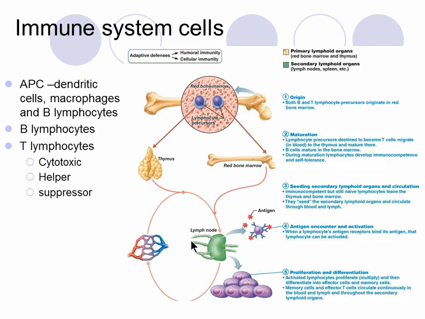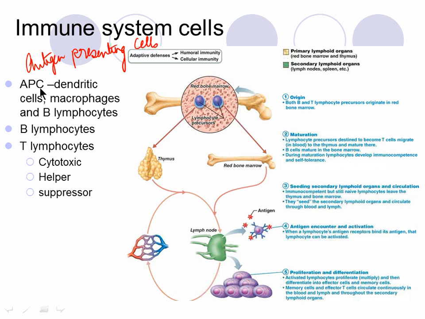So let's look at the cells now of the immune system and also see how the immune system develops. The first are the cells, and APC stands for antigen presenting cells. These are antigen presenting cells. Examples of antigen presenting cells are dendritic cells in your skin, those Langerhans cells that I talked of, macrophages, and some B lymphocytes.